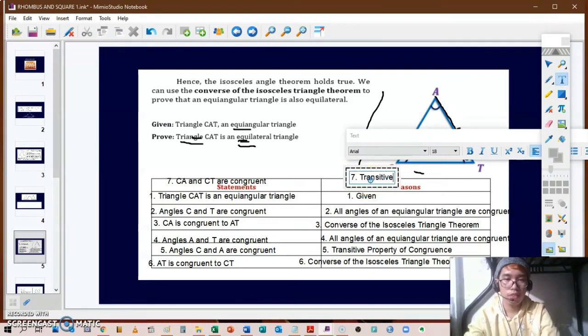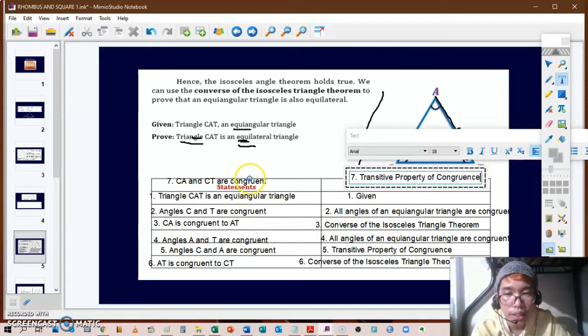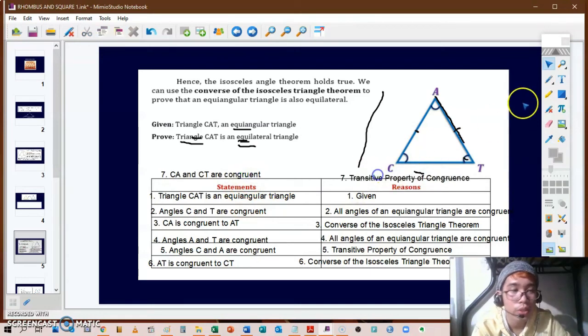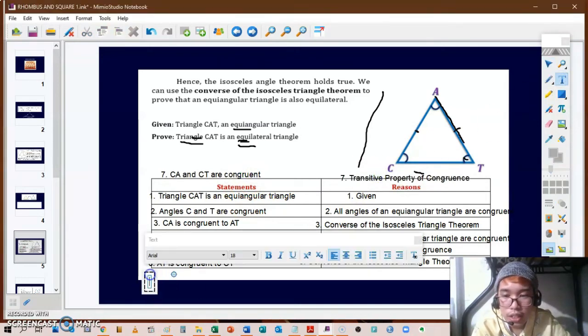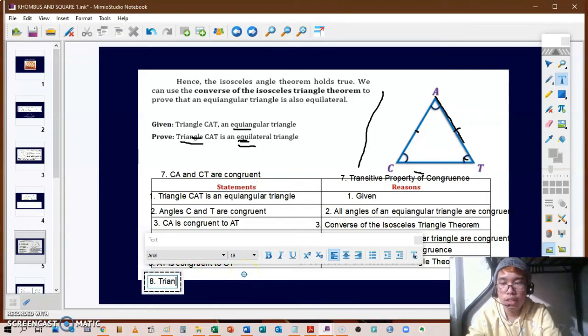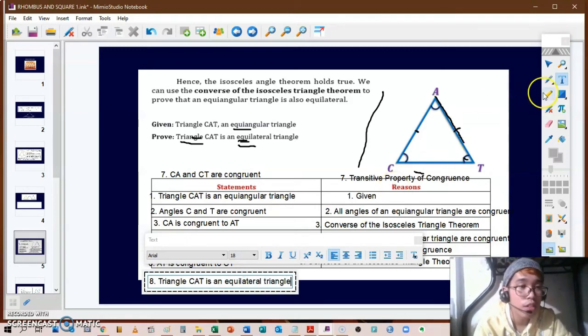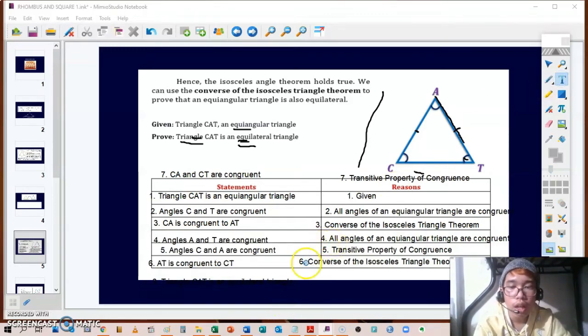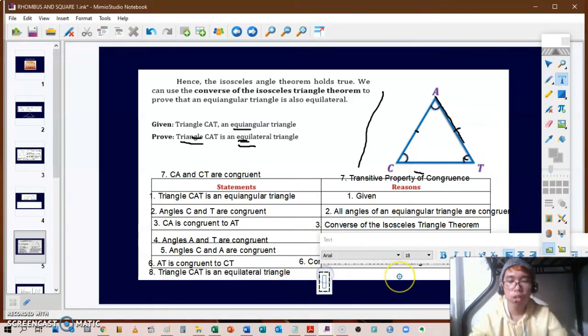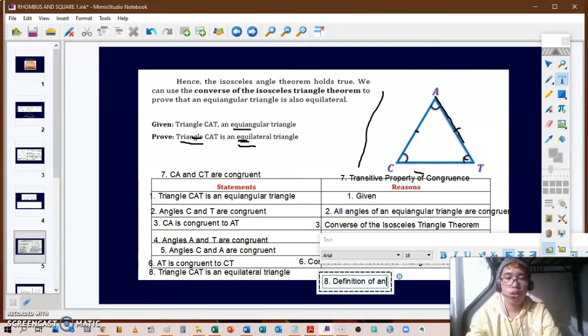Transitive property of congruence. And lastly, since all of the sides are congruent to each other, we can say here for number 8 that triangle CAT is an equilateral triangle, because that's the definition of an equilateral triangle, and we've already proven that all of the sides of this triangle are congruent. So, definition of an equilateral triangle.